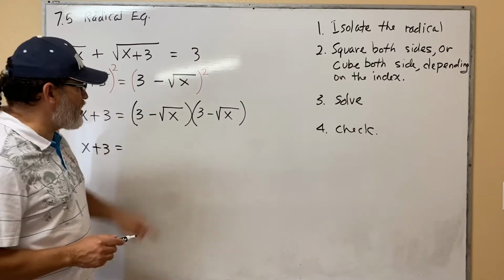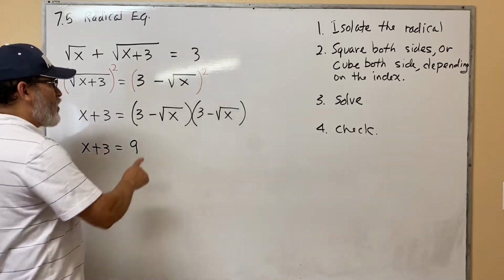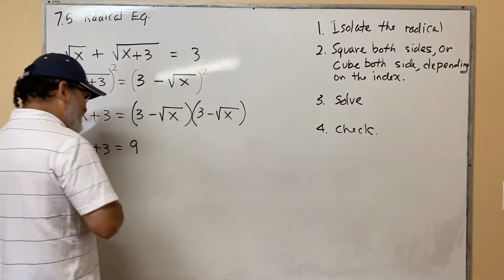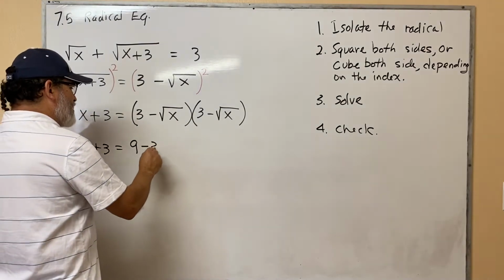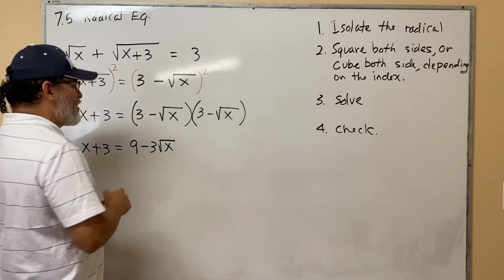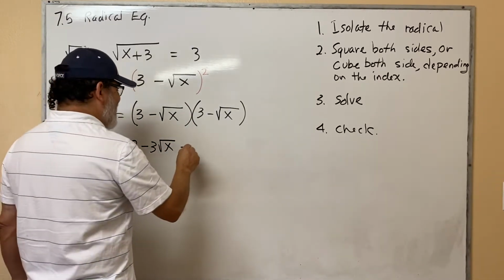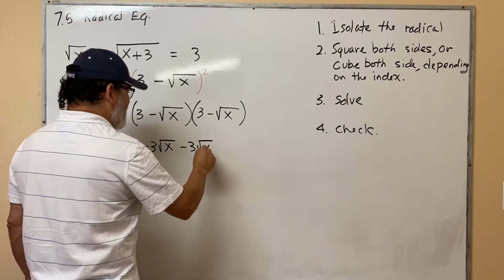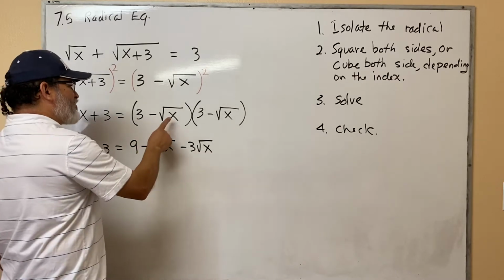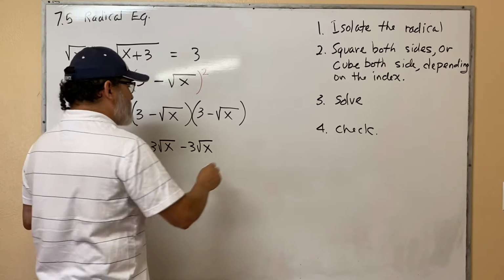First, 3 times 3, 9. Outer, what is 3 times negative square root of x? Isn't that negative 3 the square root of x? That's outer. How about inner? What's negative square root of x times 3? Isn't that negative 3 the square root of x? How about last? What is the negative square root of x times the negative square root of x? What's a negative times a negative? Plus.